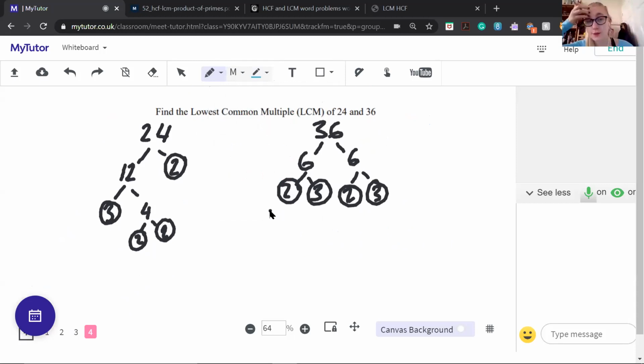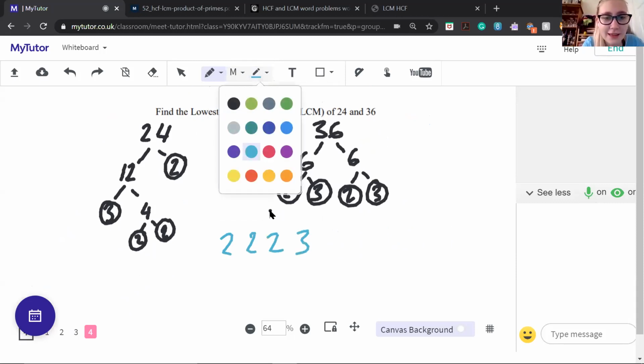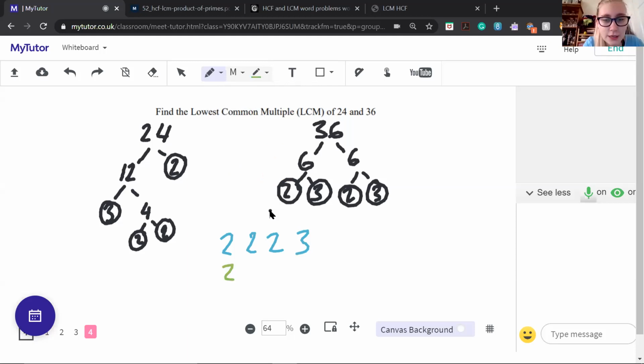Do shout if you're still struggling with that, because if that's what's holding you back, that's easily rectifiable. So let's write out 24: 2 times 2 times 2 times 3. And 36: 2 times 2 times 3 times 3.